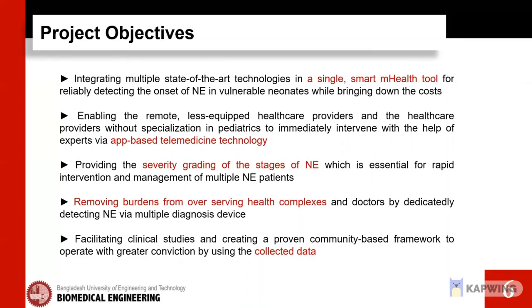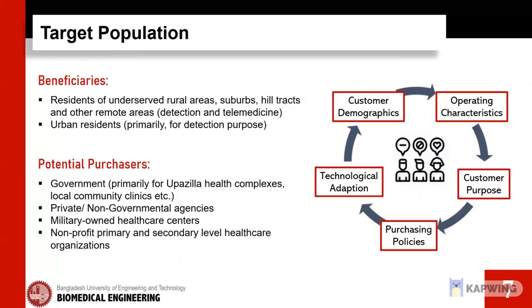Our target beneficiaries are primarily urban residents and remote residents of underserved rural areas, suburbs, hill tracts, and other remote areas. And to serve beneficiaries, our potential purchasers will be government, primarily for Upazila health complexes, local community clinics, private agencies, military-owned healthcare centers, and non-profit primary and secondary level healthcare organizations. To target an extended group of potential purchasers, customer demographics, operating characteristics, customer purpose, purchasing policies, and technological adaptation must be uplifted along with technological advancement.